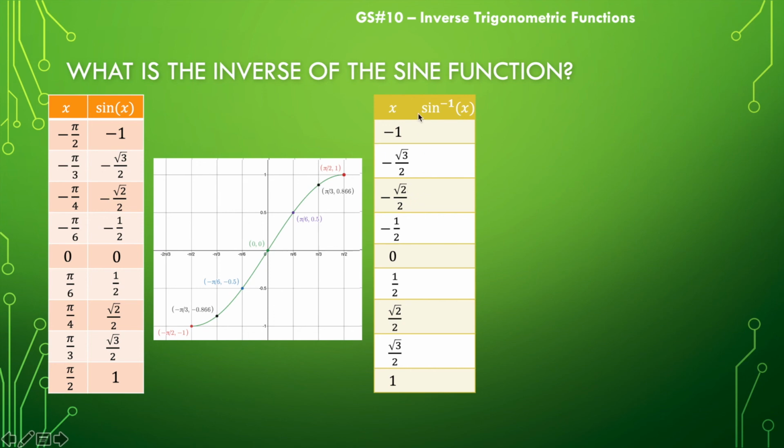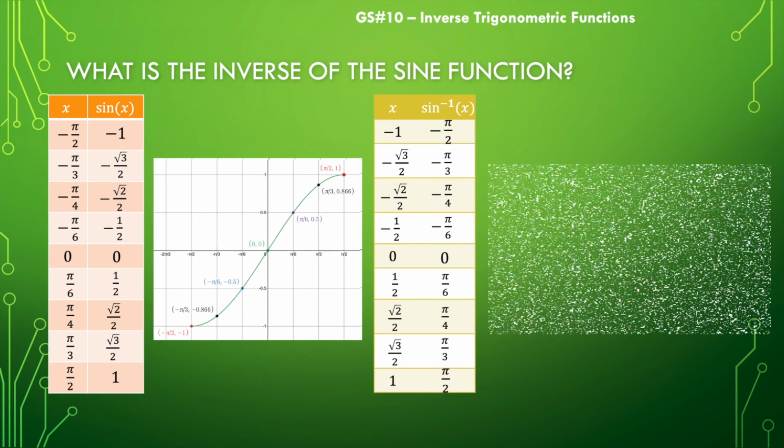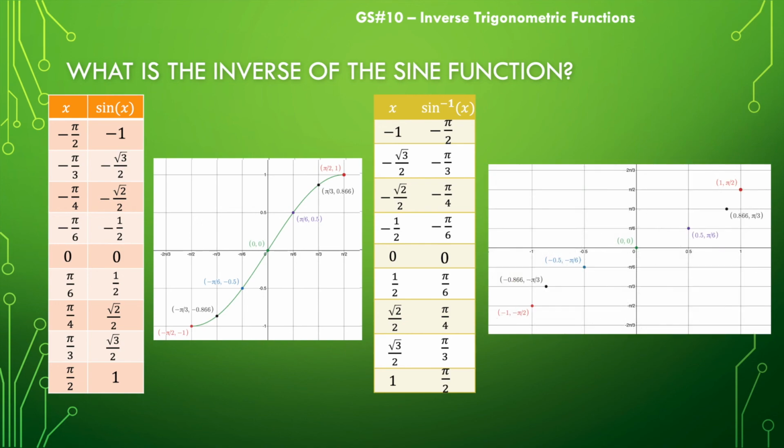So I've gone ahead and filled in these x values here with what our outputs were here, and we can quickly fill in our outputs here with what were the inputs here. So let's go ahead and do that. Let's fill those all into our table, and then we're going to plot those points on a graph. And it looks similar, but you can see that the curve is a little bit different.